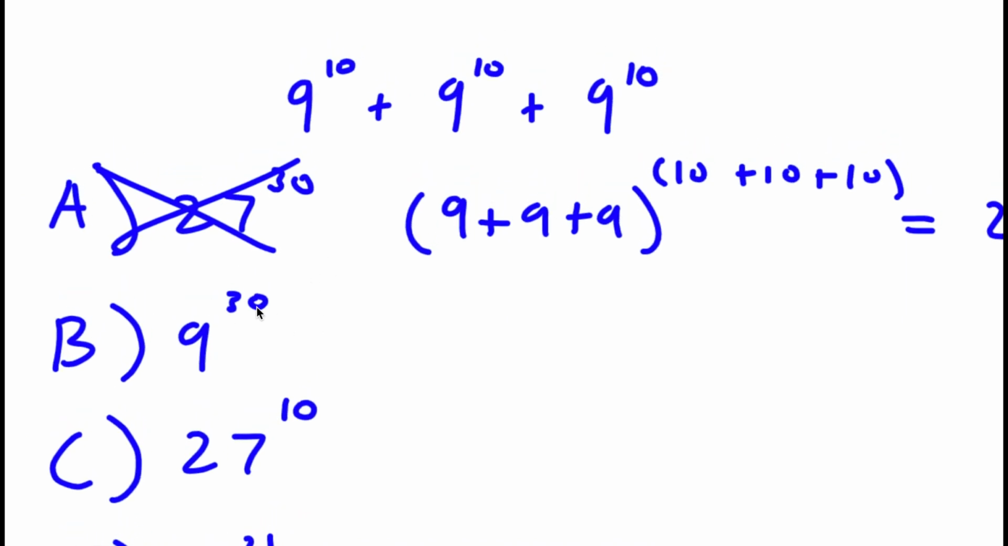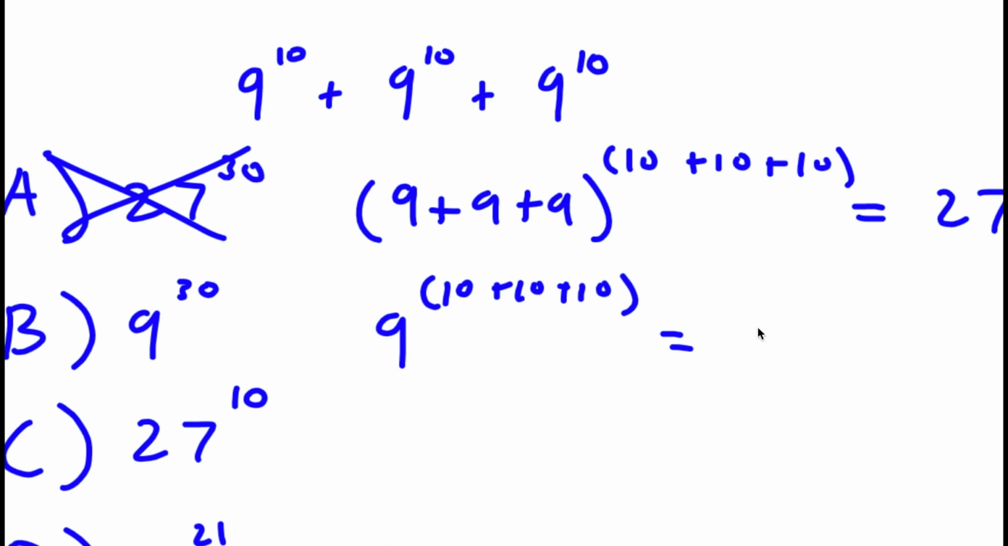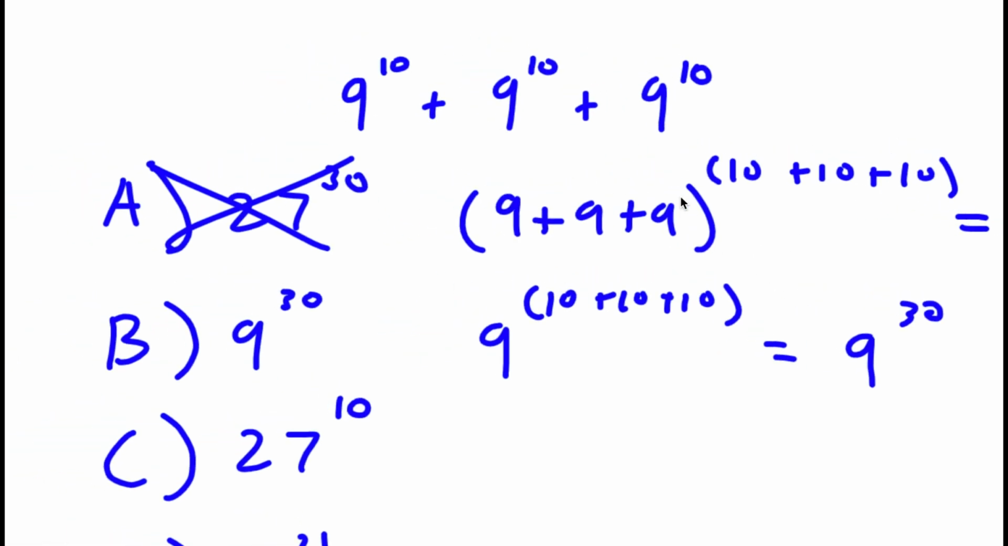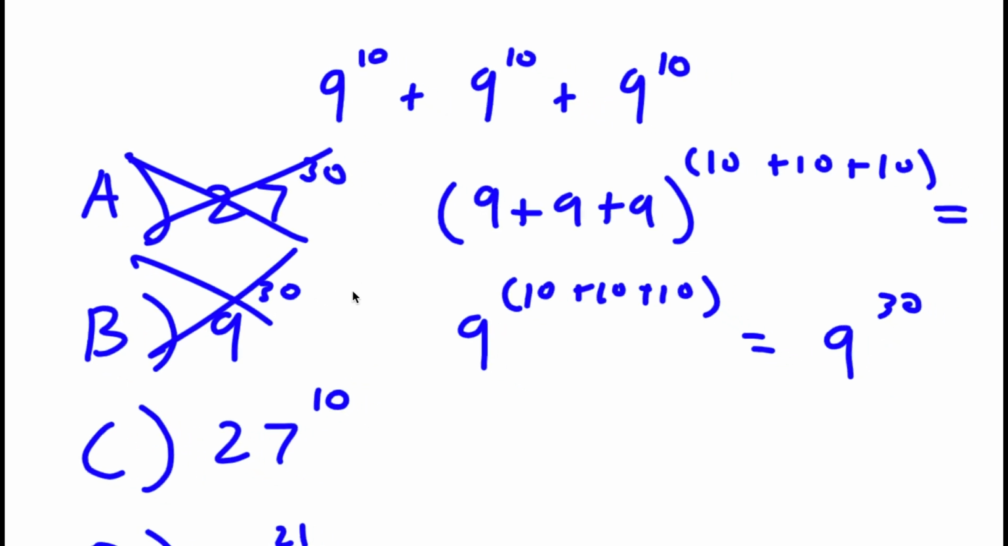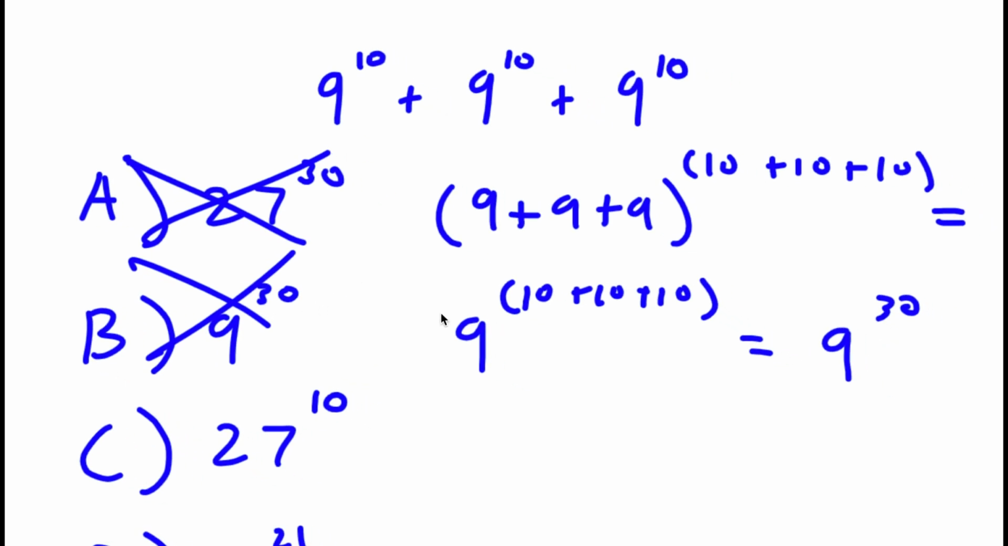Now, for the second way, what you have to do to get this is you keep the base the same and you simply just add the exponents. So you do 9 to the power of 10 plus 10 plus 10. Now, this is equal to 9 to the power of 10 plus 10 plus 10. Again, that's the same thing as 10 times 3, which is 30. And again, this method is wrong as well. That's not the correct way of adding exponents.